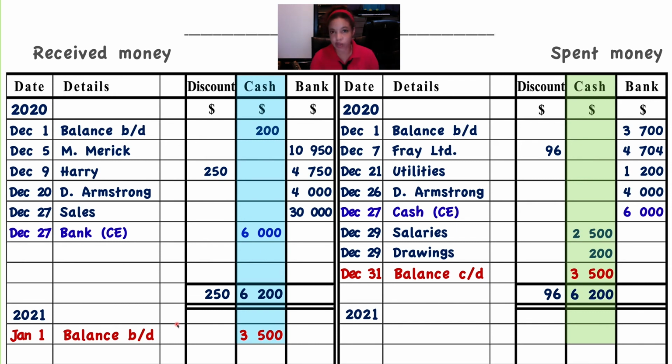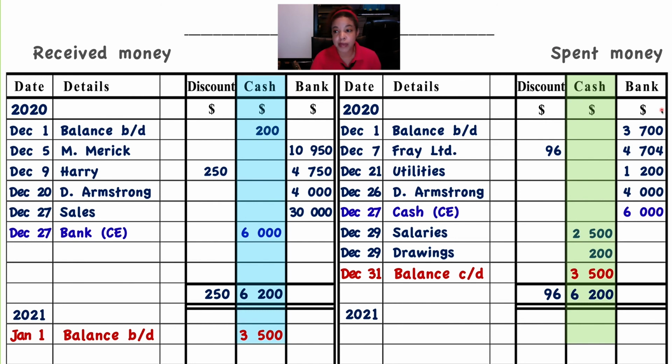Good. So just write in pen. Forget what I said about any pencil. The only thing you can write in pencil is the received money, the spent money, because that is not part of the format. That is just for you to know and focus. Okay, good. So having said that, we have finished with the cash account column.